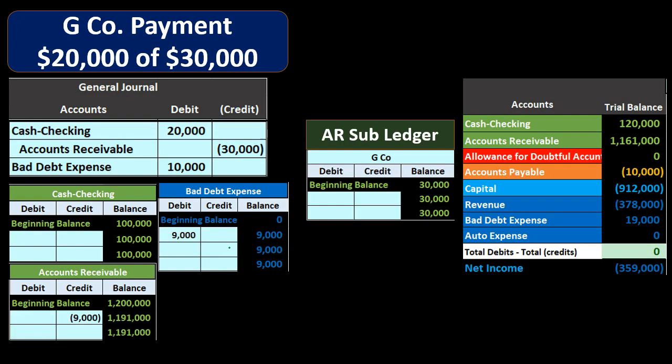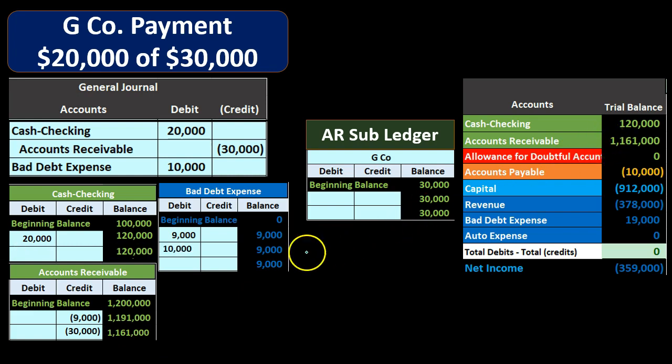If we then post this to our general ledger accounts over here and our subsidiary ledger, and then take a look at our ending trial balance, we're going to say that cash is going up from 100,000 by this 20. So we post that to the GL account, increasing the GL to 120,000. That, of course, will now match our trial balance after we post that. Then the accounts receivable, this 30,000 credit, we had 1,191,000 here. It's going down by 30 to 1,161,000. That then matches what will be on the trial balance.